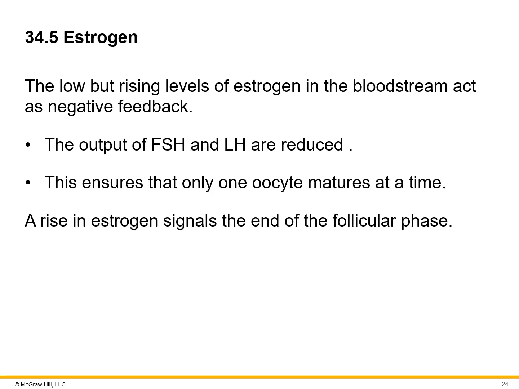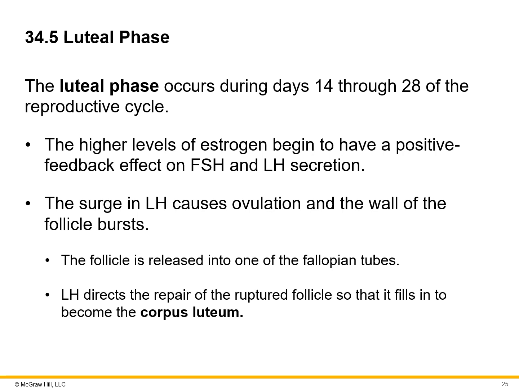So estrogen, at low but rising levels, acts as negative feedback. It goes back and tells the anterior pituitary to decrease the follicle stimulating and luteinizing hormone. This ensures that only one oocyte matures and that another one isn't stimulated to do so. So that rise in the estrogen signal, again released from the follicle itself, actually ends the follicular phase. Then we move into the luteal phase, which is the last 14 days, so 14 to 28 days of the reproductive cycle.